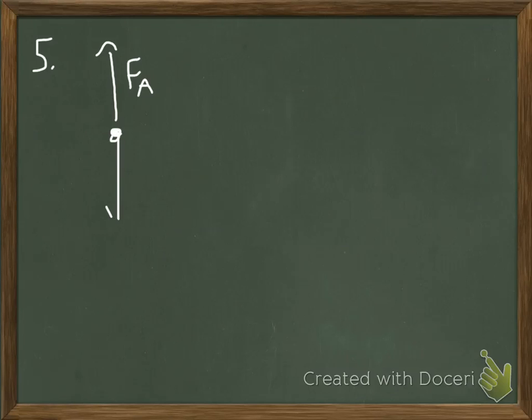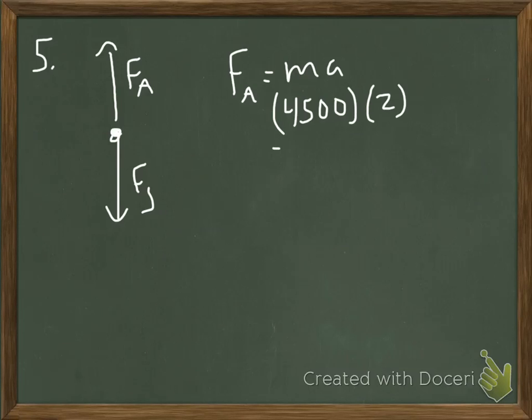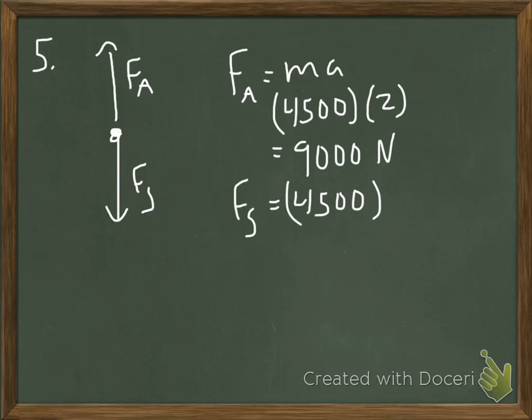Number 5, we have a helicopter that is moving upwards. And we're given the mass of the helicopter. So let me pause here for a second. The first thing I did was I found the net force exerted on the helicopter. We're given the mass of the helicopter, 4,500 kilograms. We're given the acceleration of the helicopter, 2 meters per second squared. So the net force on the helicopter is 9,000 newtons.